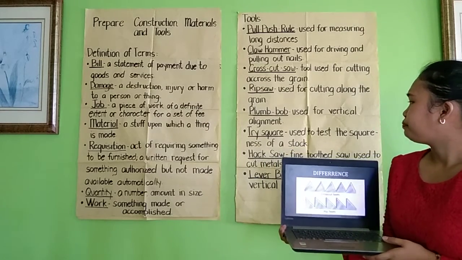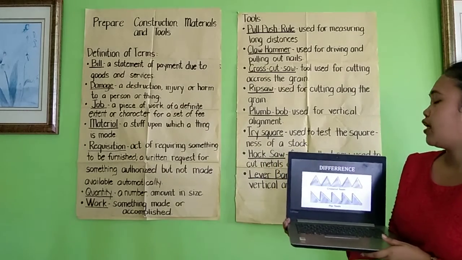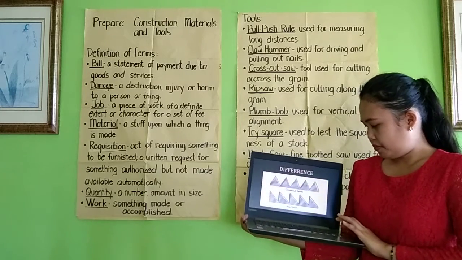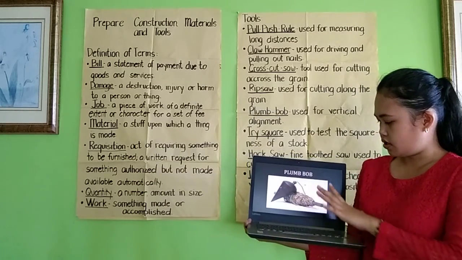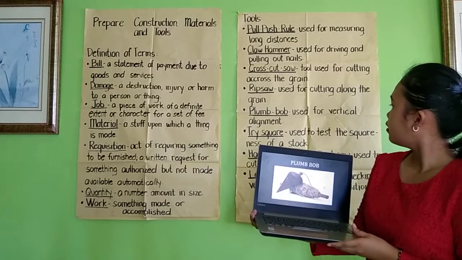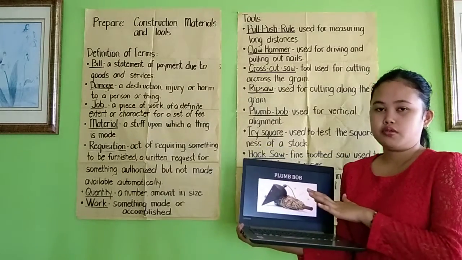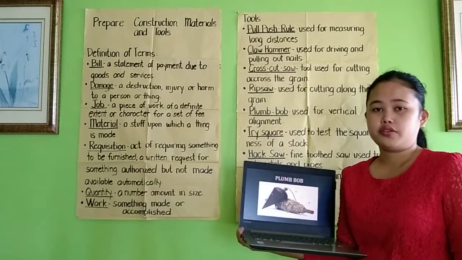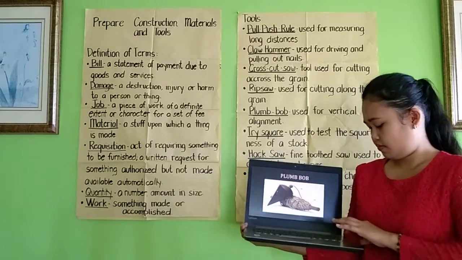Then plumb bob. This is used for vertical alignment. A plumb bob looks like this. So that is what a plumb bob looks like, which is usually used in vertical alignment upon constructing something.